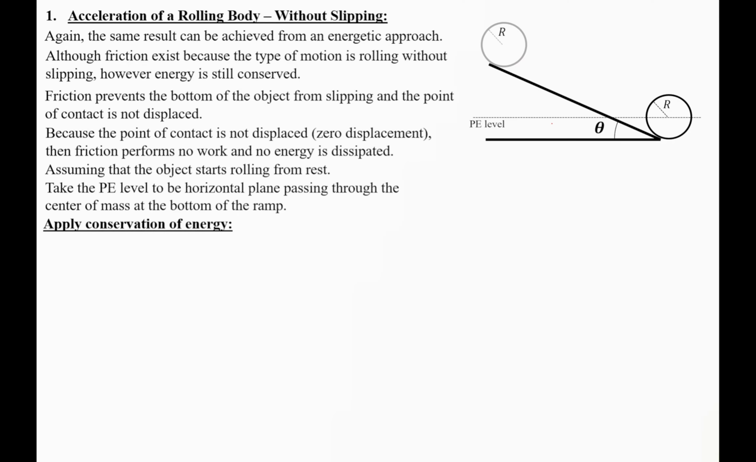Now apply the conservation of energy. Energy initial is equal to energy final. So initial kinetic energy plus initial gravitational potential energy is equal to final kinetic energy plus final gravitational potential energy. The initial kinetic energy is 0 because we're starting from rest, and the final potential energy is 0 because at the bottom of the ramp, the center of mass of the rolling object would be passing through the PE level, and we're left with mgh is equal to half mv square plus half I center of mass omega square.